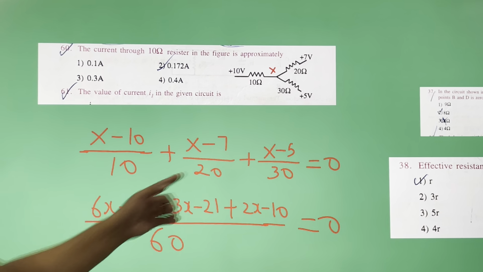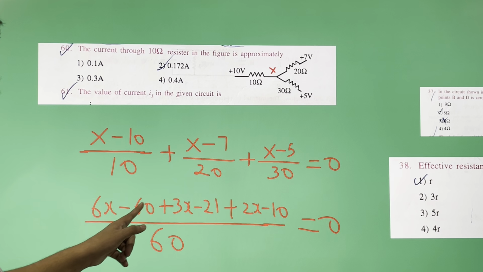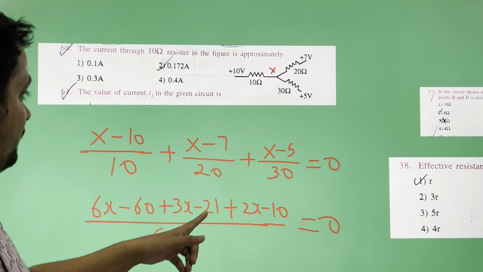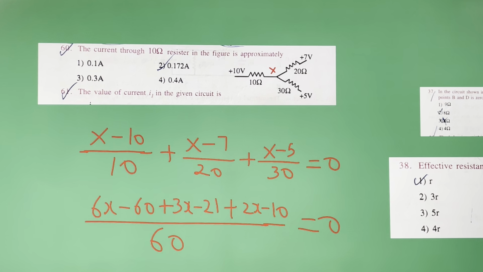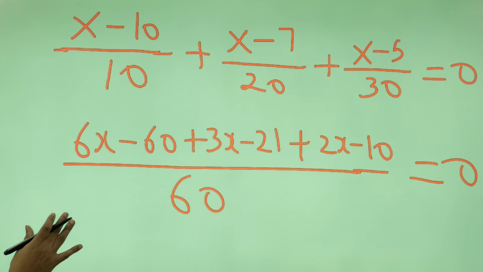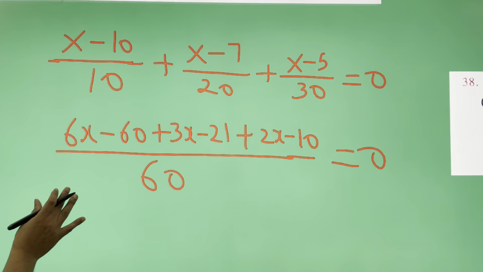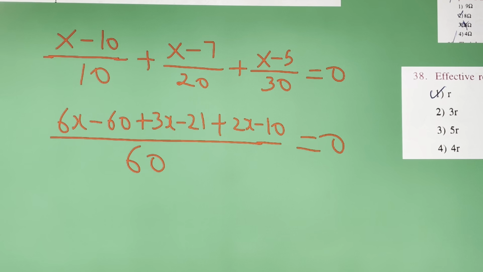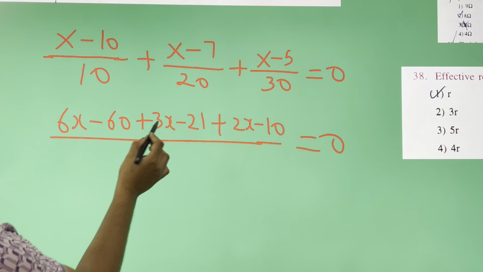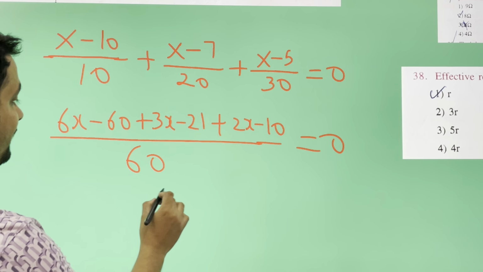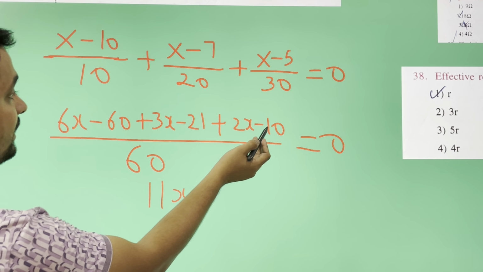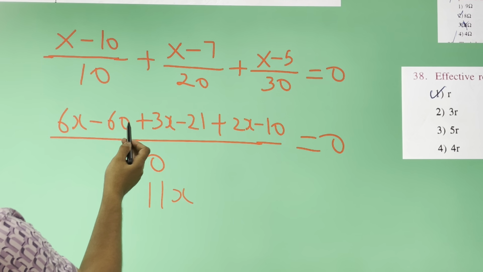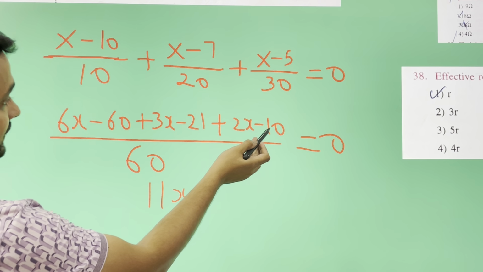Once you check the calculation, the LCM is 60. 6x minus 60, then 3x minus 21, then 2x minus 10. Correct. Okay, so we will continue this calculation. Once after doing the calculation, you will get the answer. So see here after the calculation, 6x, 3x, 9x, and then 2x, 11x. So it will be 11x, then here minus 10. See, 60, 70, 80, 81, then 91.